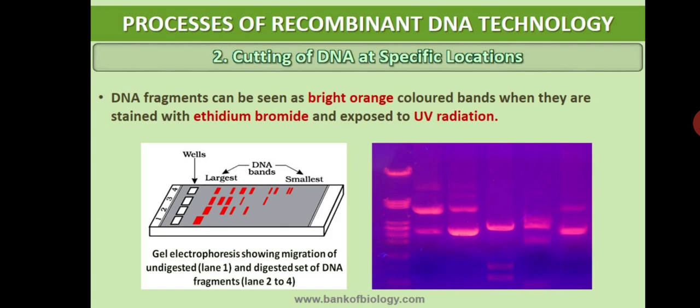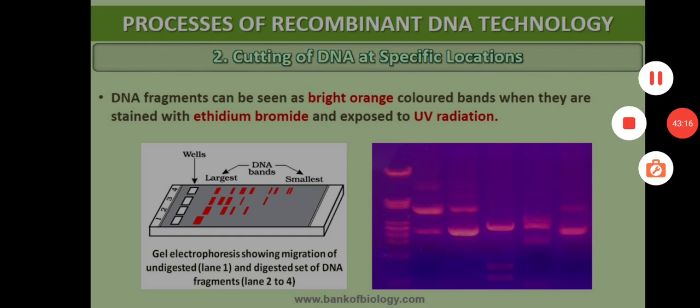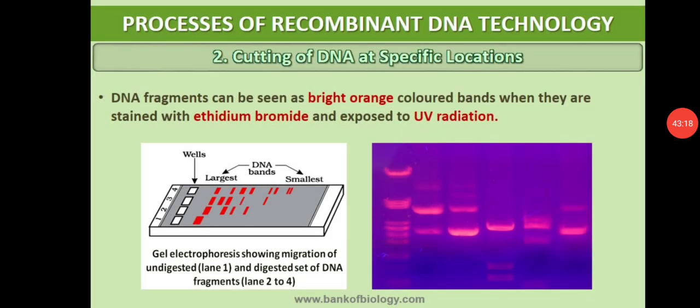In this diagram, you can see the largest bands at the first only, and the smaller bands, the smallest fragments, move fast in the gel and reach the other end. Like this the DNA fragments get separated in gel electrophoresis. Getting my point? This is all about gel electrophoresis, the first technique used in recombinant DNA technology.